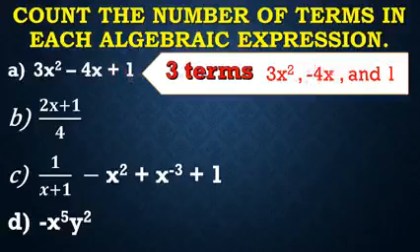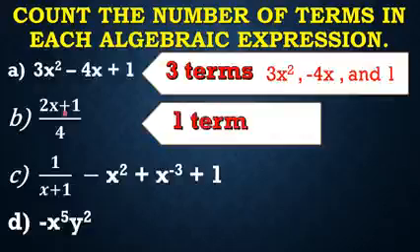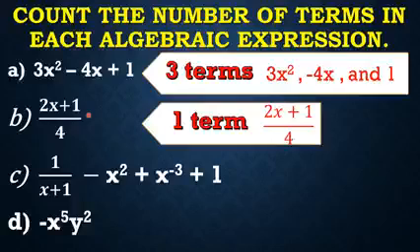How about letter B? So we have only one term here. Okay? So one term. Even though na meron tayong plus na operation dito sa numerator, but binubuo lang to ng isang fraction. Okay? Kasi nga over 4 tayo. So 2x plus 1 over 4 is a one term lang. And that is 2x plus 1 over 4.